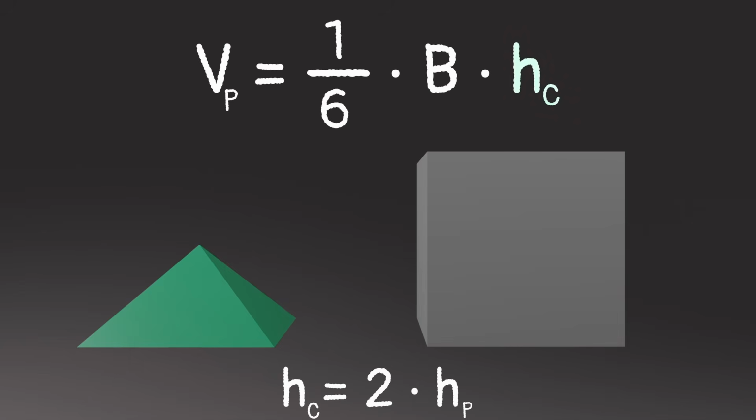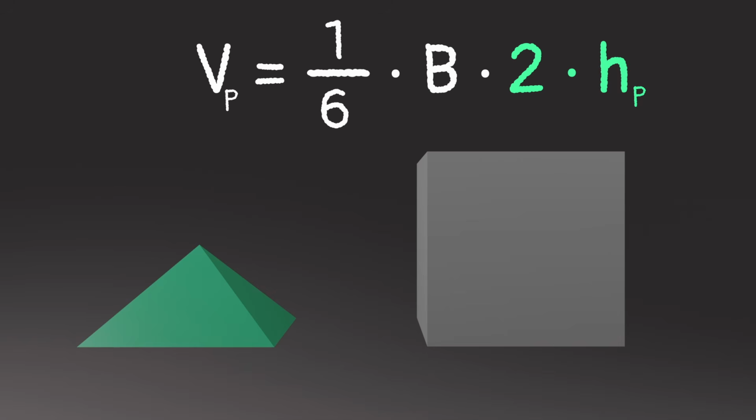So we can replace this height, which represents the height of the cube, with 2 times the height of the pyramid, and simplifying this equation, we will once again get 1/3 times the area of the base times the height of the pyramid.